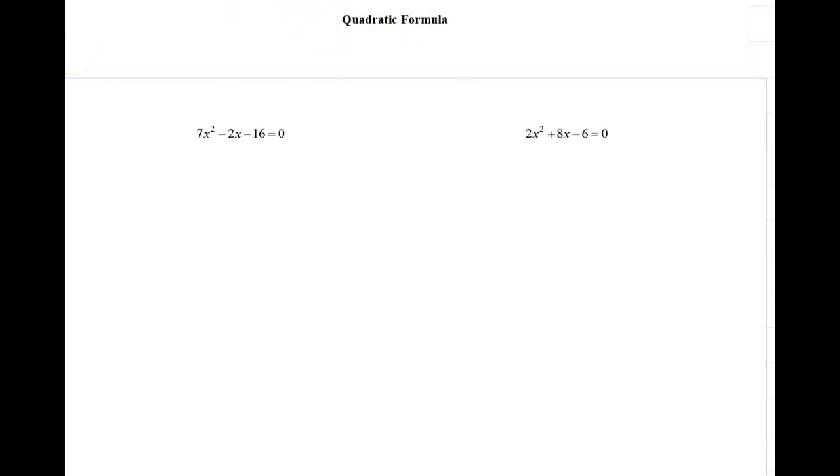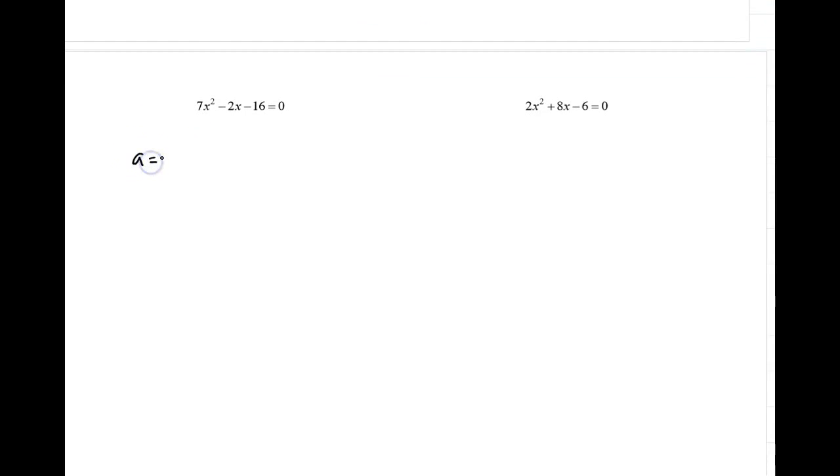Alright, so let's take a look at these next two here. We're going to solve using the quadratic formula. So start by labeling your A, B, and C's. So A equals 7, B equals -2, and C equals -16. This is just because this is in standard form. So A is 7, B is -2, and C is -16.